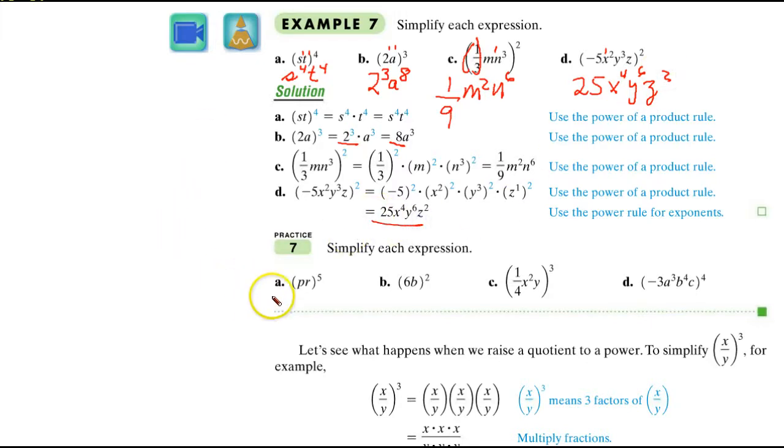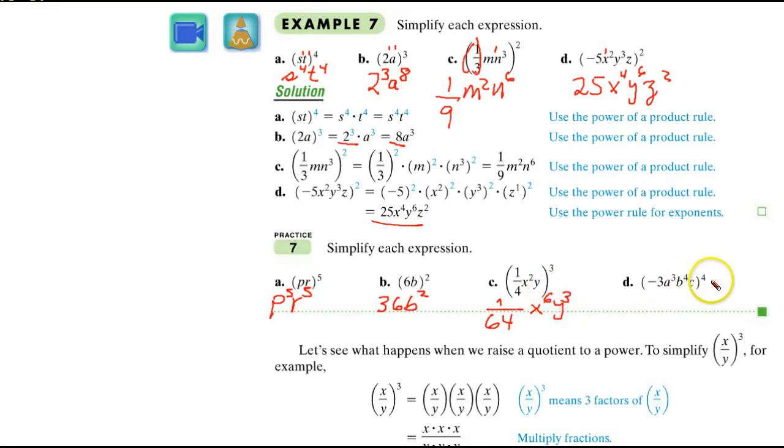Okay, let's do this one too, since it's right here. P to the 5th, R to the 5th. 6 squared is 36. B to the 2nd. 1/4 to the 3rd is 1 times 1 times 1 is 1. 4 to the 3rd, I happen to know, is 64. X to the 6th, Y to the 3rd.